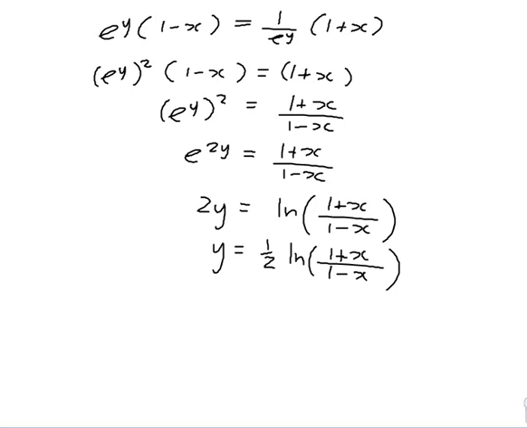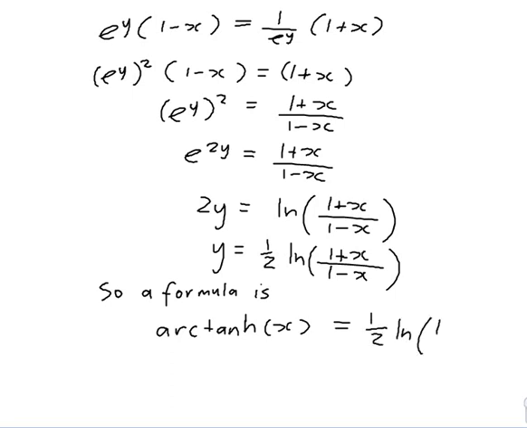So have I actually finished the problem? I was supposed to give a formula for arctan, and technically y is actually equal to arctan, so I suppose I have finished, but just to make it absolutely clear that I really have finished, I can say, so a formula is arctan x is equal to half of ln of 1 plus x over 1 minus x.